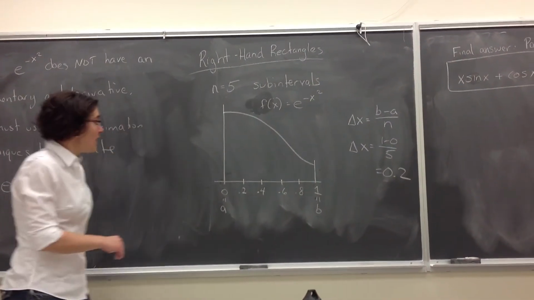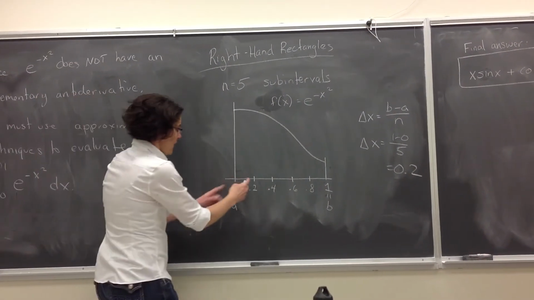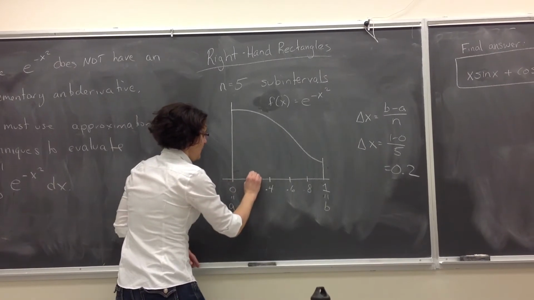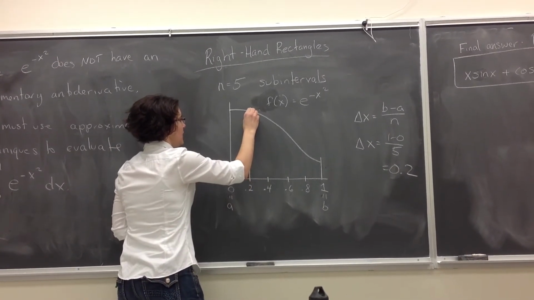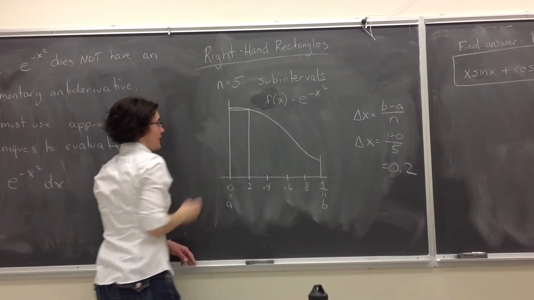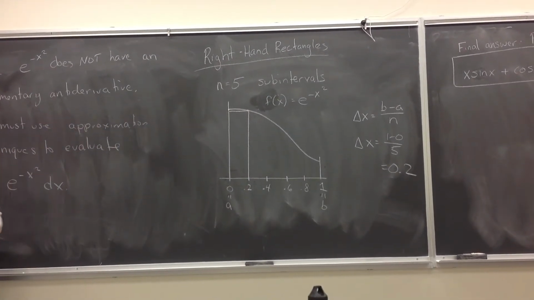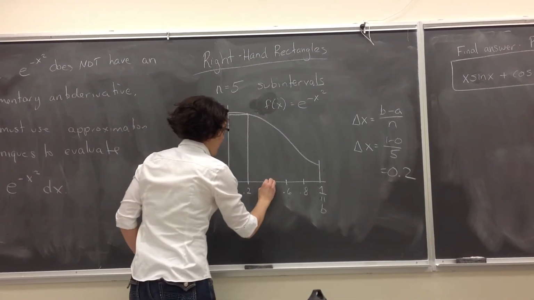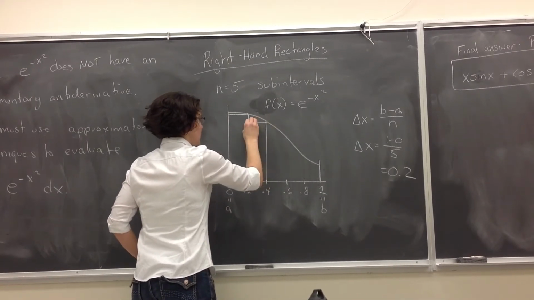All right, so my right-hand rectangles say that in my first interval, I use the right-hand corner of that rectangle to determine the height of the rectangle. So the right-hand corner touches my function. And I do that all the way across here.